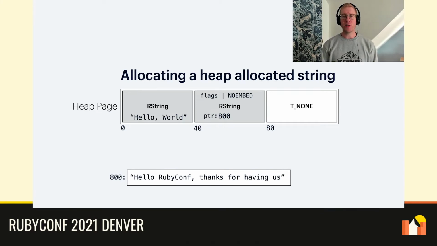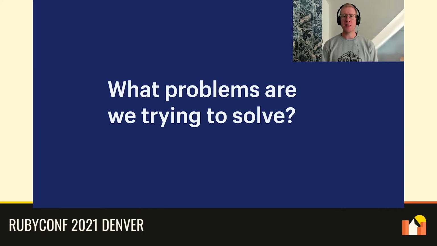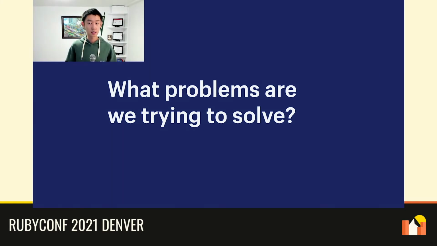And with that, we've looked at the main ways Ruby stores objects in memory. So now, Peter's going to talk about some of the challenges with a memory layout like this and introduce our project, Variable Width Allocation, which is attempting to fix them.